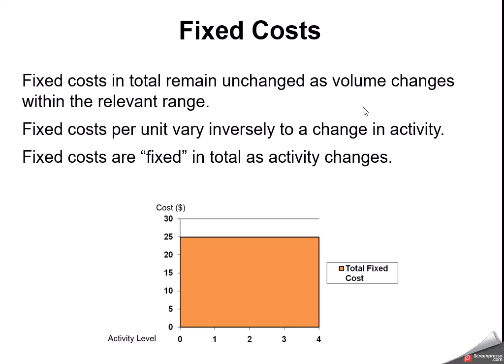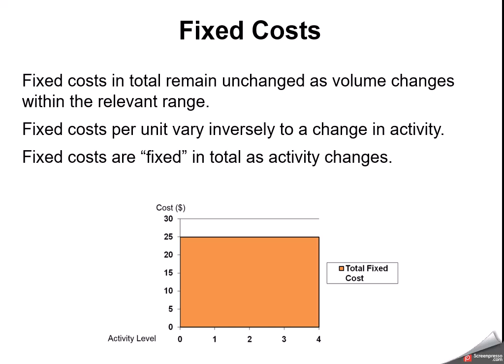So we have fixed costs that remain unchanged as our volume or production level changes. Say we're paying rent on this facility. It's not going to increase based on how much product I produce. We're just paying for that facility itself.